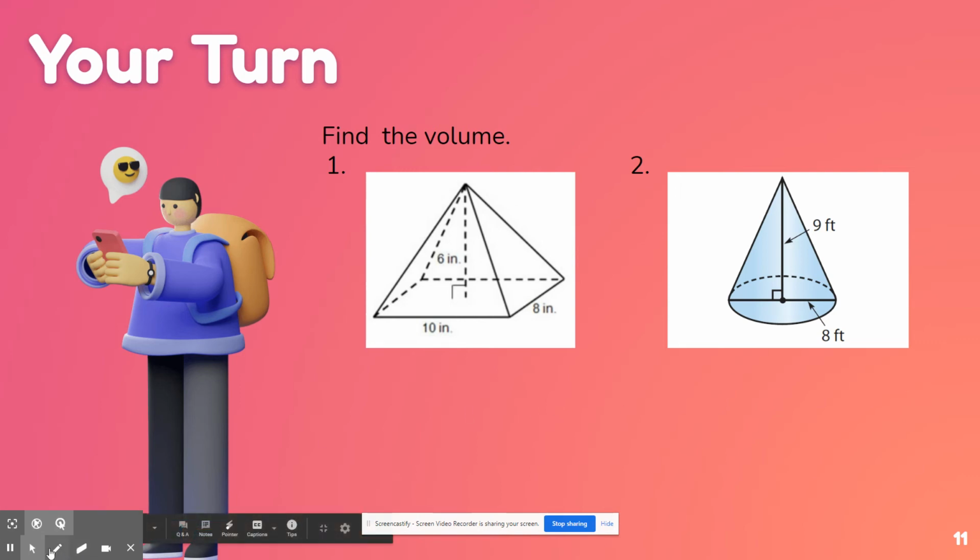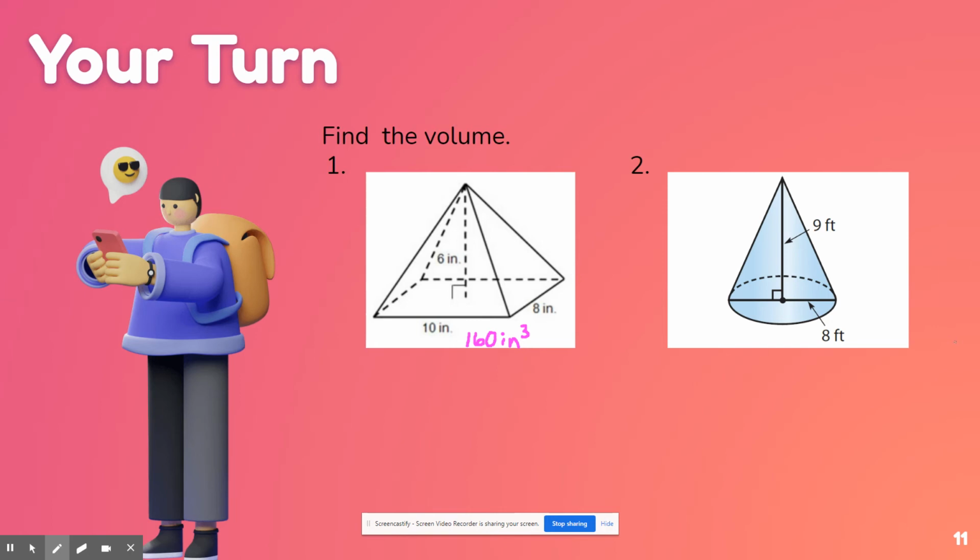So the volume of the pyramid is 160 inches cubed. If you didn't get it right, go back and see if you can figure out what you did wrong.